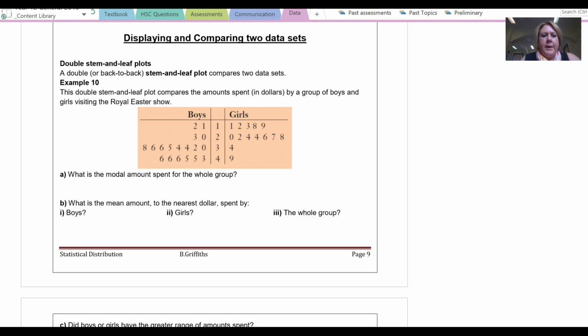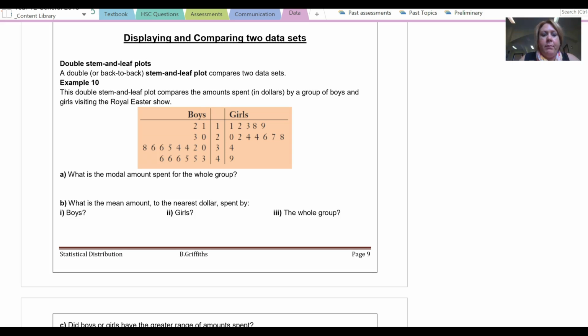Alright, displaying and comparing two sets of data. Basically, you have to do all the work twice and then you have to say something about it. Now, when they say justify your answer, they're not saying write a paragraph. They're saying, give me some maths that supports what you're saying. So we'll have a look at the example, the best way to do it.